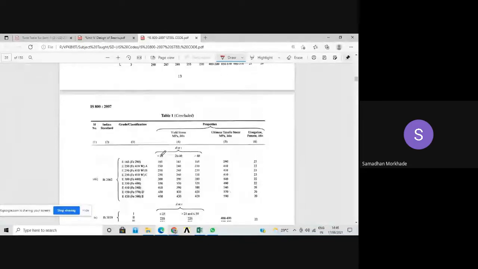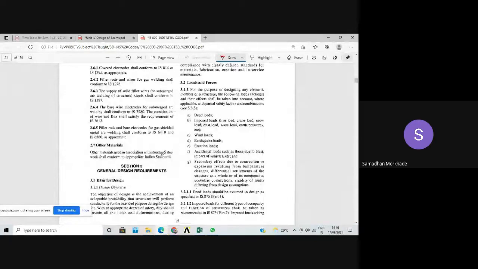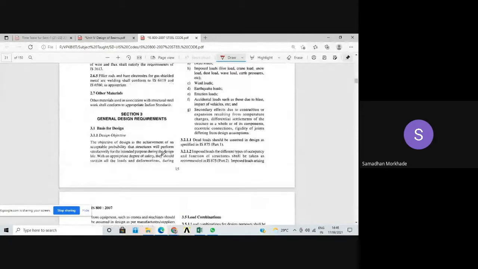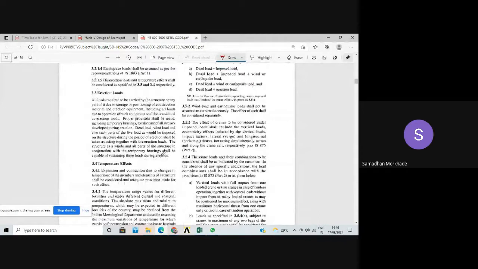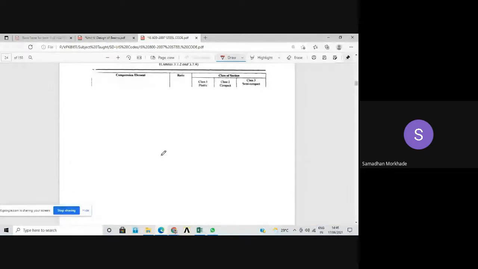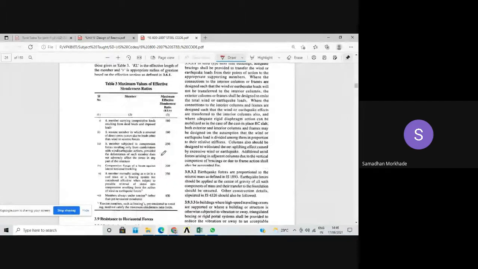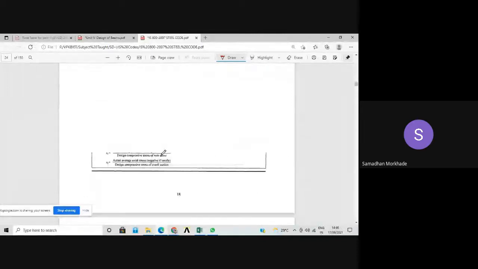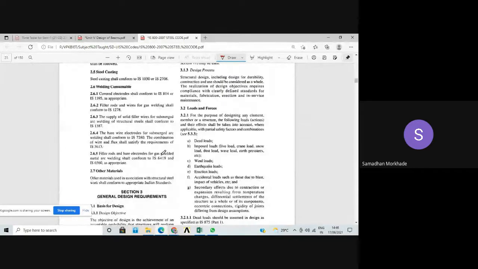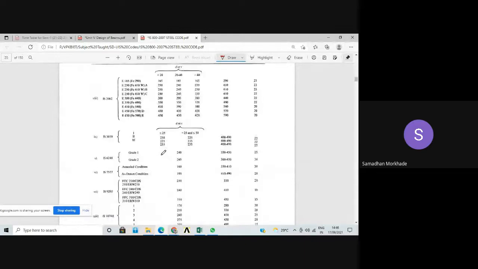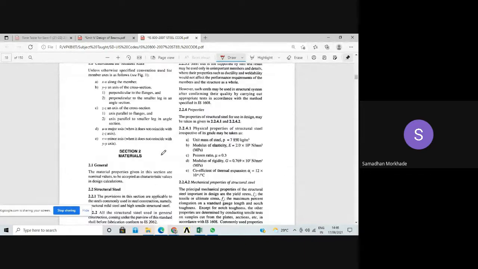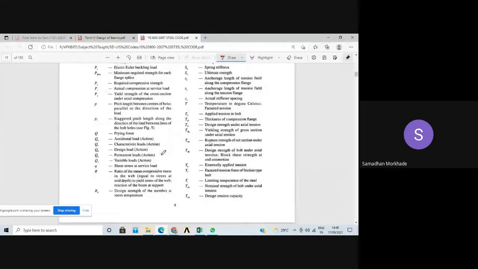I think it will be after table number 12. General design requirements. It is at the start of the IS code. Plastic, compact, semi-compact, and slender. There are 4 types of sections. Notations. Okay, just control F.